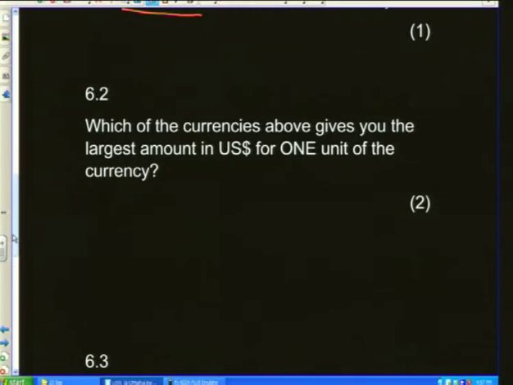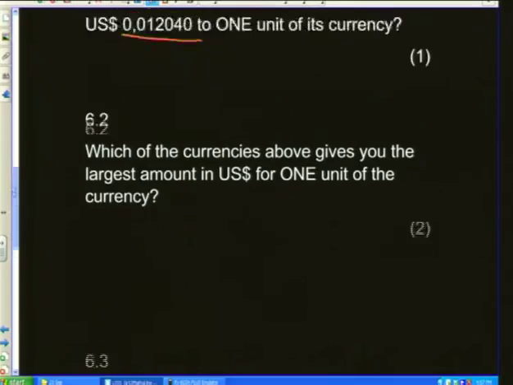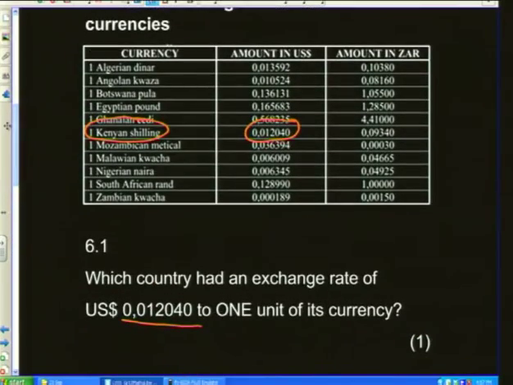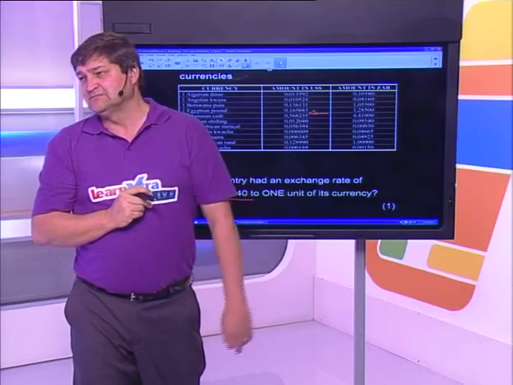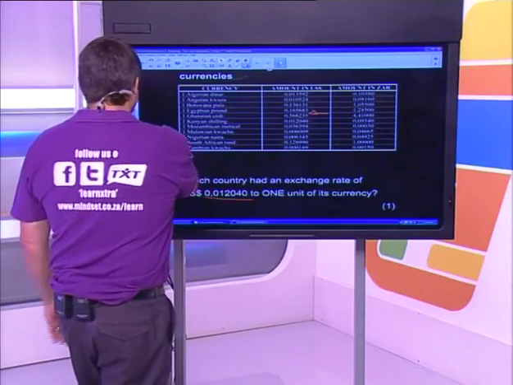Which of the currencies above gives you the largest amount in US dollars for one of its currencies? So let's have a look here. Right. Which one is going to be the biggest? Let's have a look at it quickly. So the biggest one is, I've got comma 16, I've got comma 56. This is it over here. What is it? It's going to be, and I've drawn a line right over it, so I can't see, the Ghanaian cedi. Is it cedi or CD? Do you know that? Cedi? It's cedi. Cool. I learned something as well. Right.